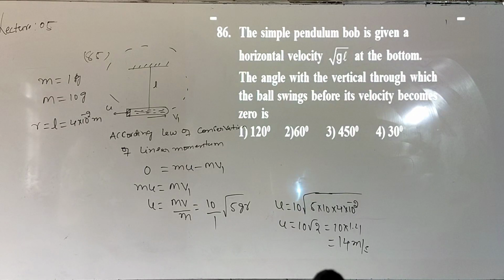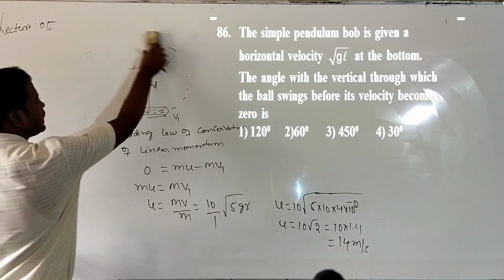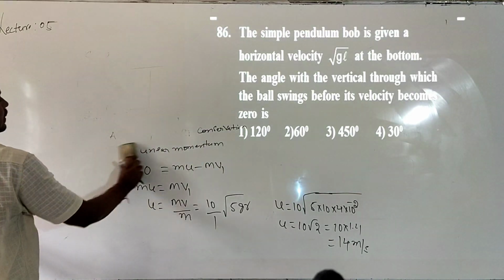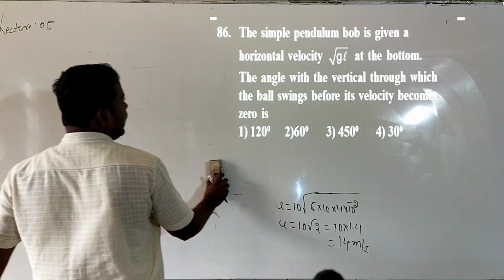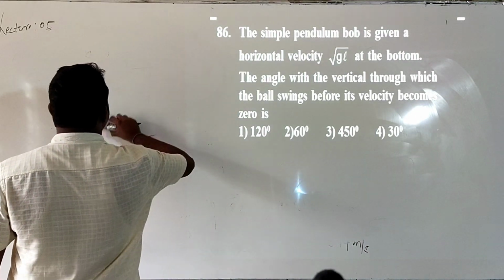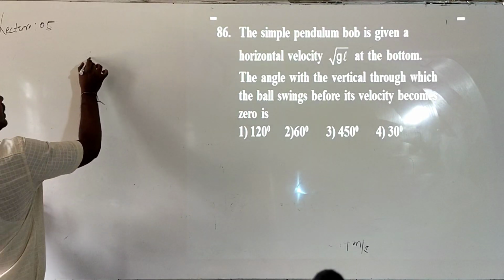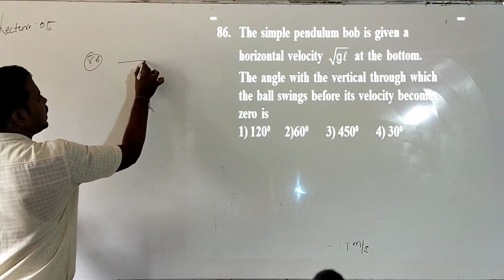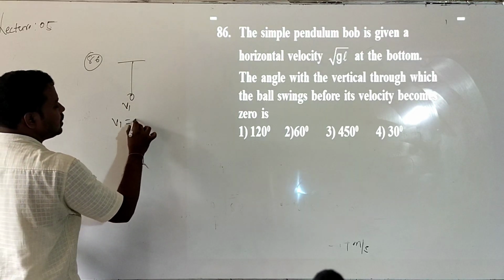Next one, question number 86. A simple pendulum bob is given a horizontal velocity of root over g l at the bottom. Find the angle with the vertical through which the ball swings before its velocity becomes 0. A simple pendulum is there, and the velocity at the lower end is given as root over g l.